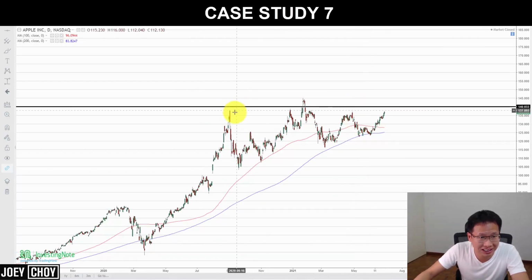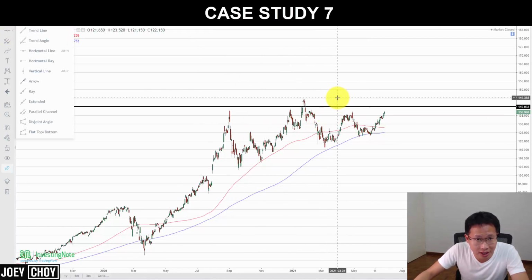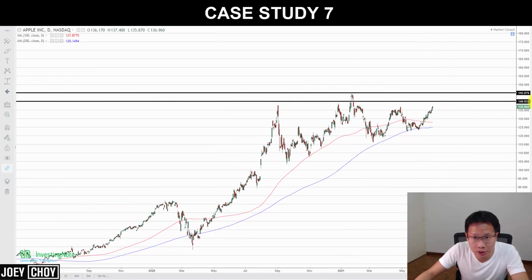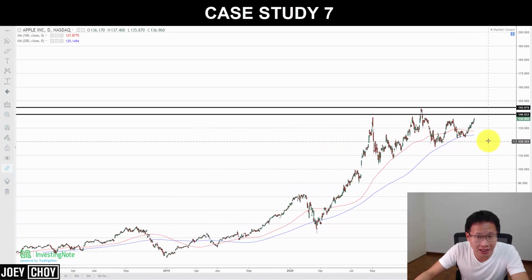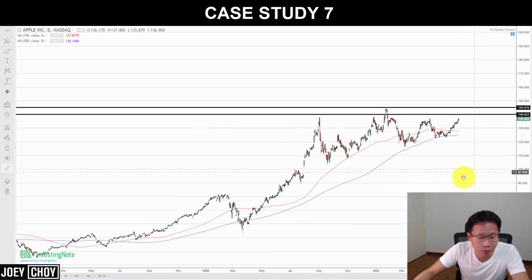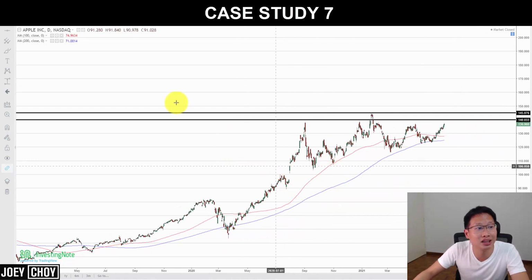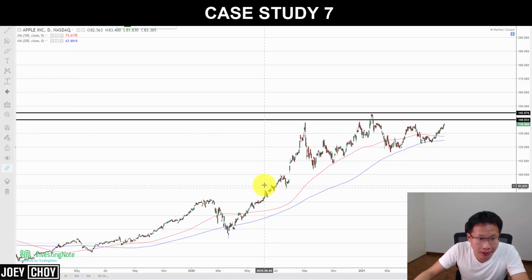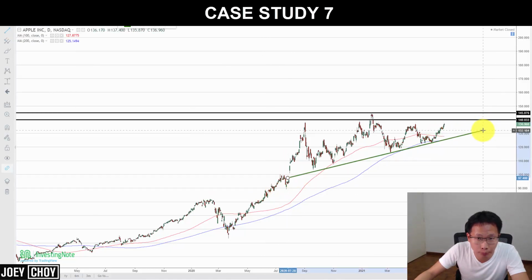We have been consolidating below this level for about a year, 140 to 145. You can draw another line if you like, 140 to 145, which would be another resistance level. You can see we have been consolidating below it, and you can also see what we call higher lows. So we can also draw what we call an upward sloping line. Look at this right here.